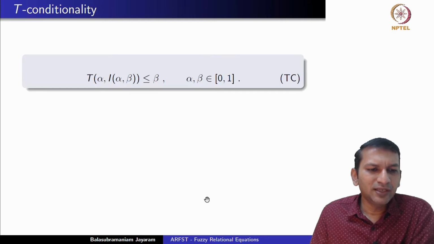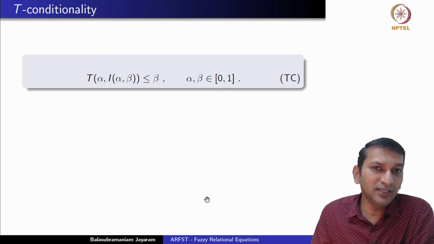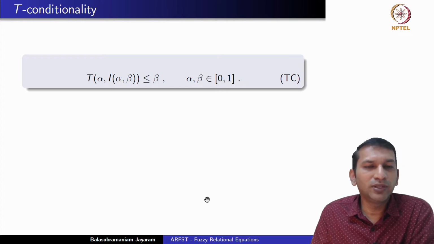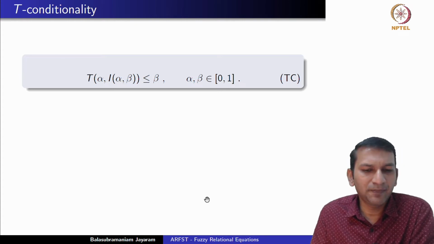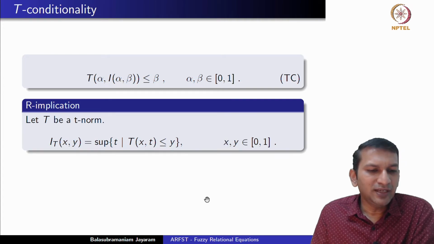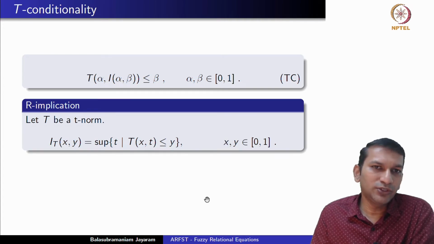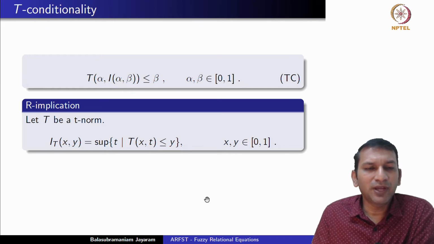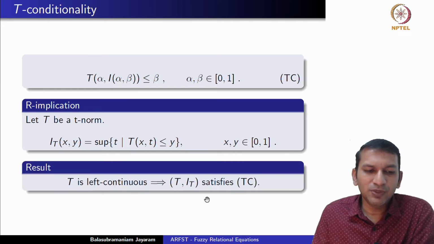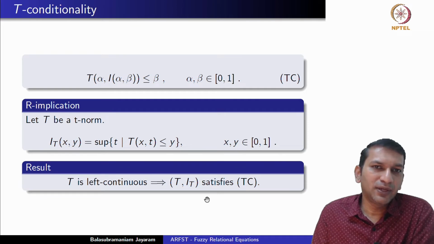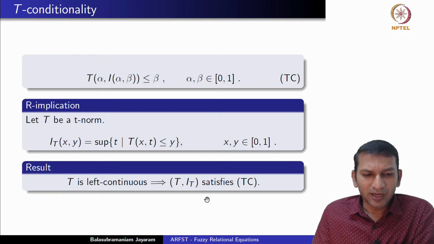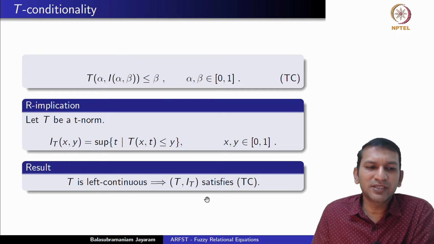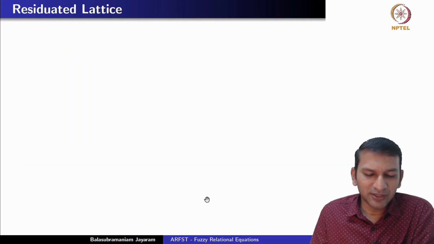We have also seen this is in some sense a special or generalized case of what is known in the literature as T conditionality. Now, we have seen that one solution for this inequality comes from the family of R implications, especially when the T-norm that we consider is left continuous. And this led us to revisit the residuated lattice structure.